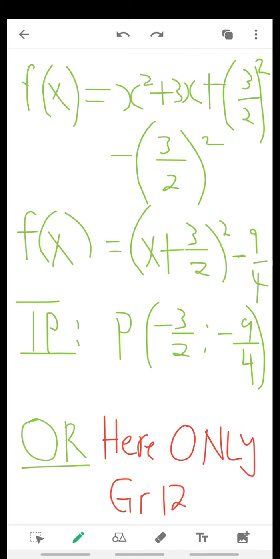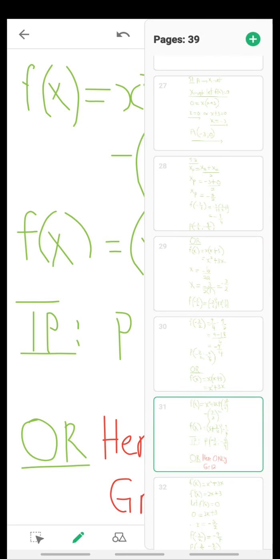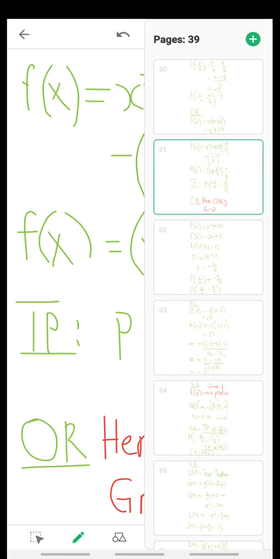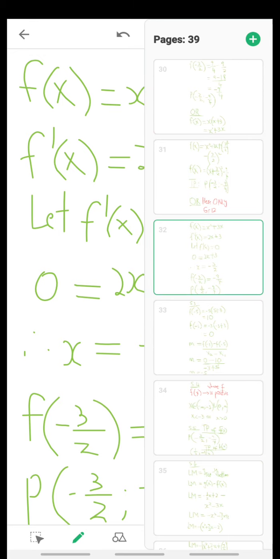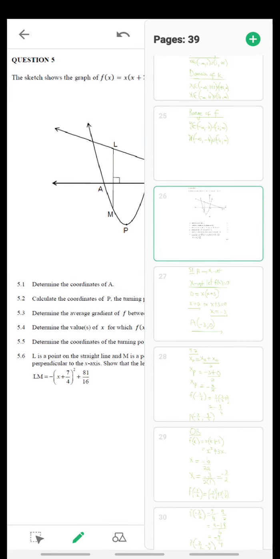If you are doing grade 12, we can also use derivatives. We can differentiate the function f. Finding the first derivative of f, we get 2x plus 3. Then let f derivative of x equal 0, then solve for x. Then we found that our x was equal to minus 3 over 2. Substitute into the original equation, then we find the same answer, minus 9 over 4. Then we got the coordinates of P. Okay, well done. Now let us come here.